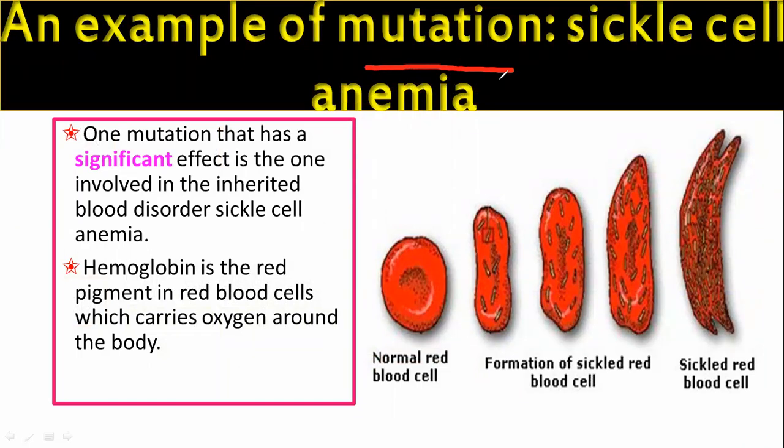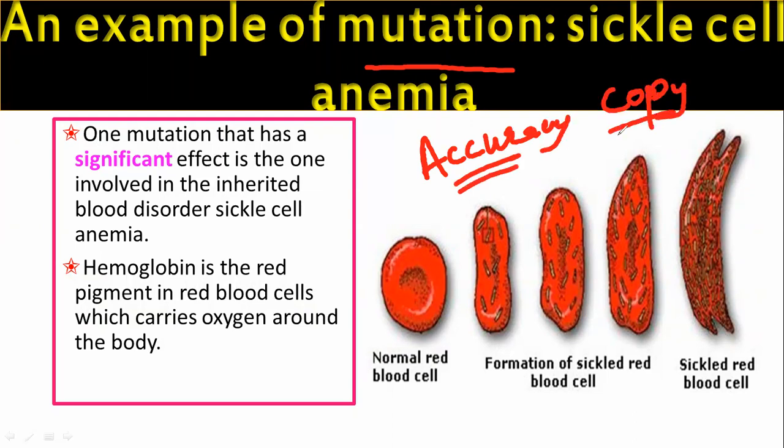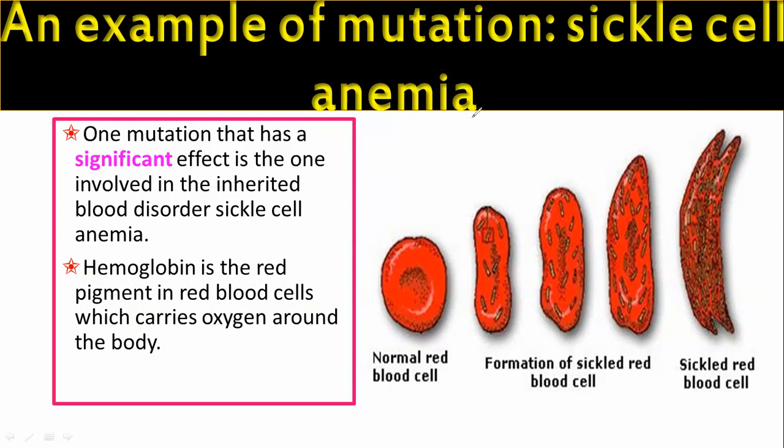Now we are discussing a very important example of mutation. We still need to discuss DNA and protein synthesis in detail. But before going to protein synthesis, I want to tell you about the accuracy you need for the copy, or you can say for the transcription. I hope you remember from O levels that this is one of the very important inherited diseases, called sickle cell anemia. A single mutation in one gene code will have a significant effect.